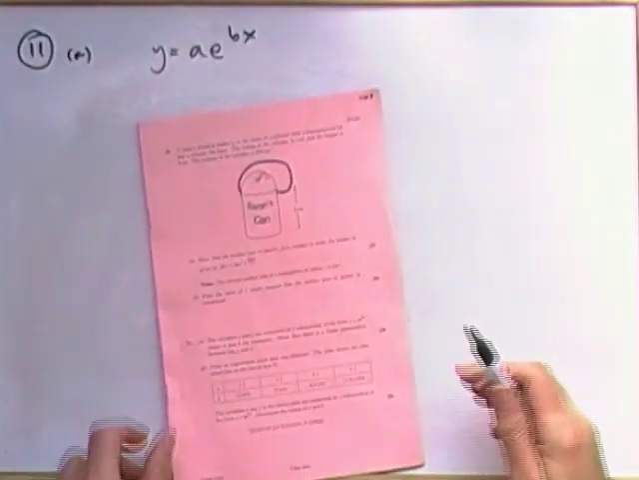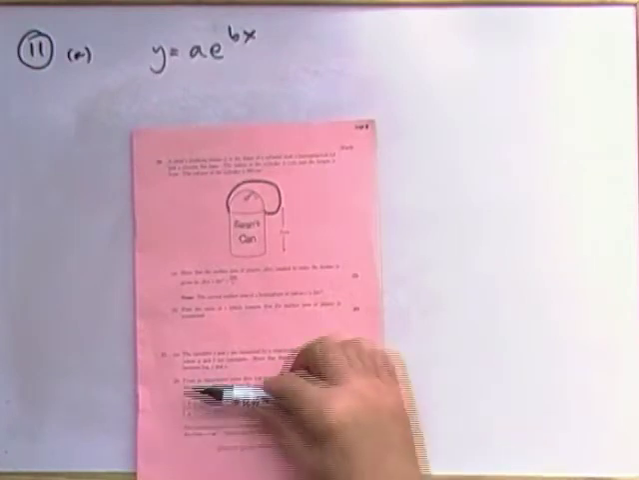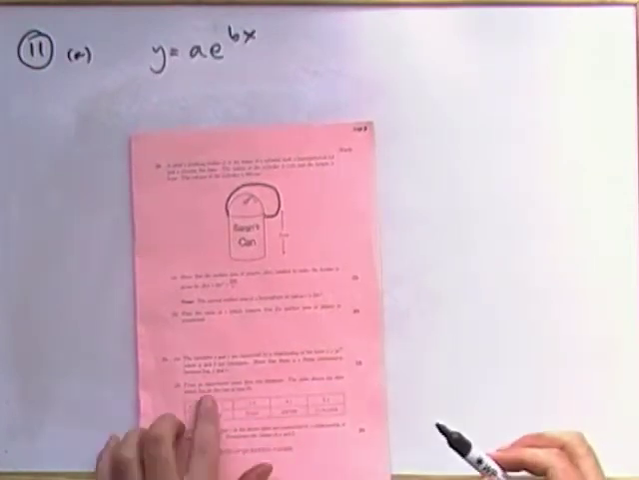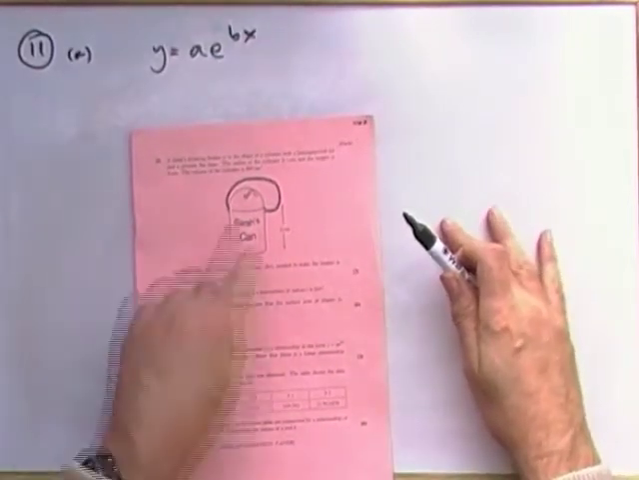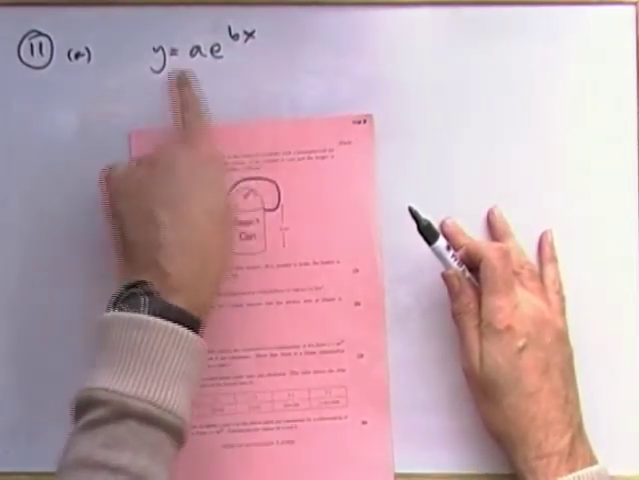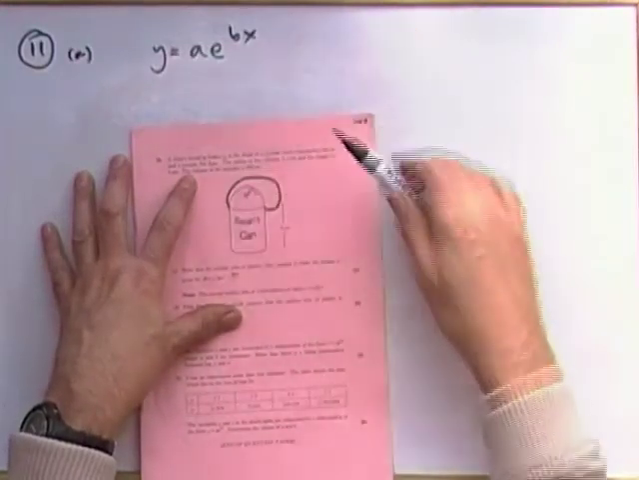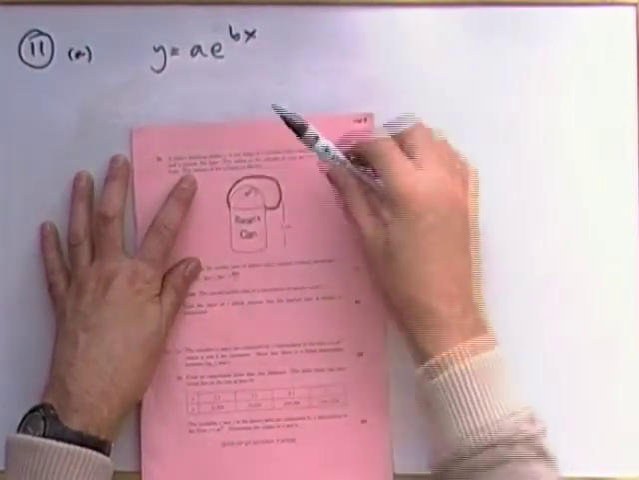And so question 11, logs, experimental data type 1. Now what's the first part? First part for 3 marks anyway. The variables x and y are connected, it's suspected that they would be some sort of power form, some exponential form like this. Show that there's a linear relationship.